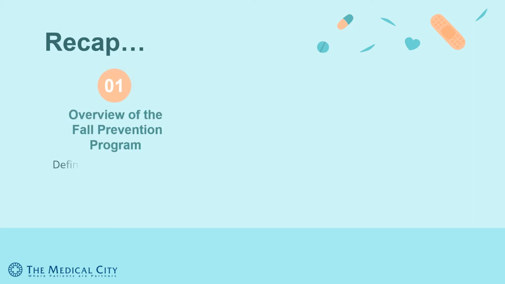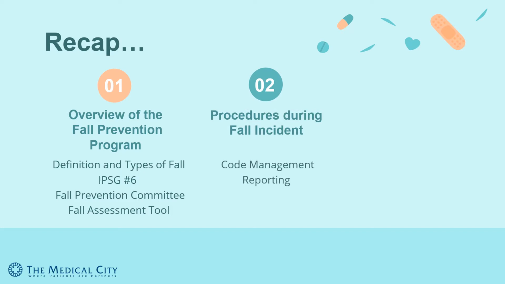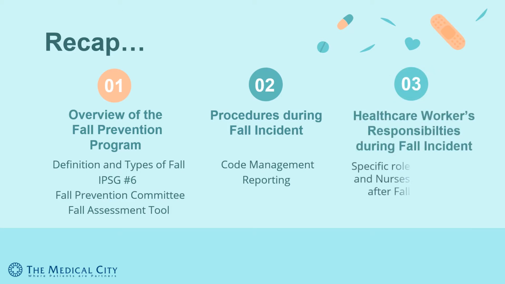To begin, let us have a quick recap of all the fall prevention lectures. The first episode discussed the overview of the fall prevention program, the definition of fall and their types. We also reviewed the International Patient Safety Goal number 6. We introduced the Fall Prevention Committee and the fall assessment tool that we utilize to identify patients' fall risk. In the second episode, we talk about the necessary procedures and management during a fall incident, while the last episode identifies the responsibilities of our doctors and nurses during and after a fall incident.